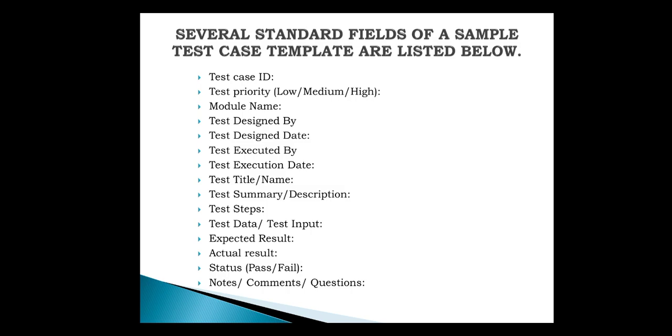Okay, so next is test priority. The priority means the priority is basically decided according to the severity of that particular error or that particular task.